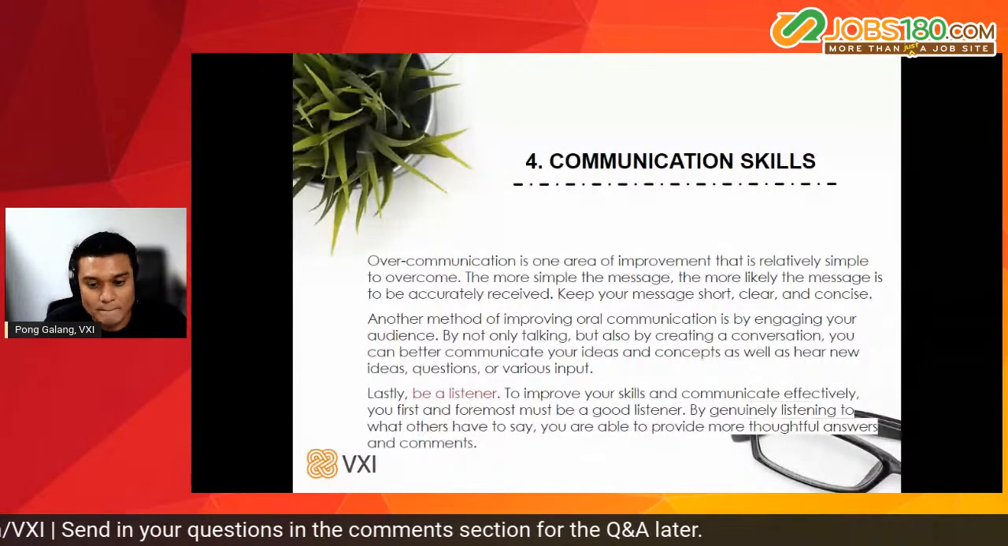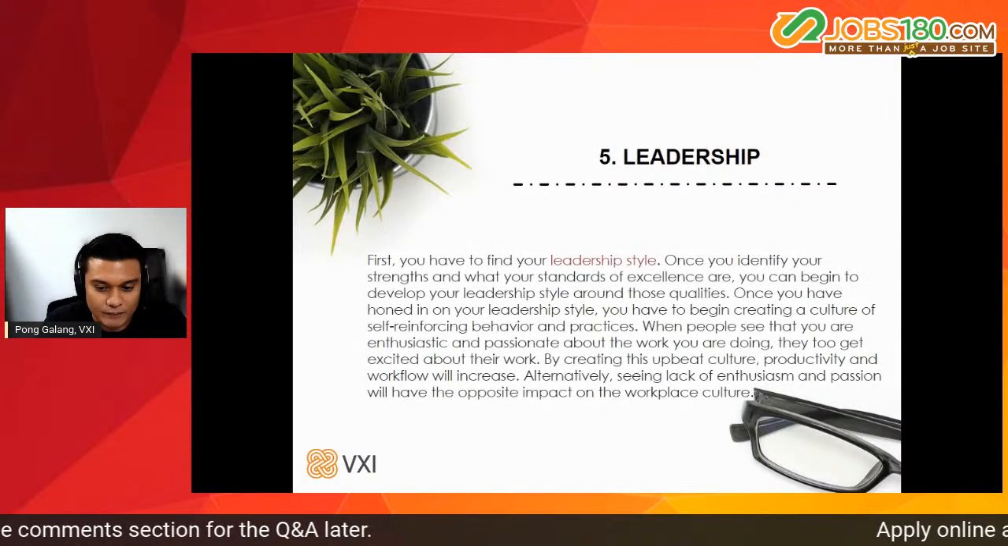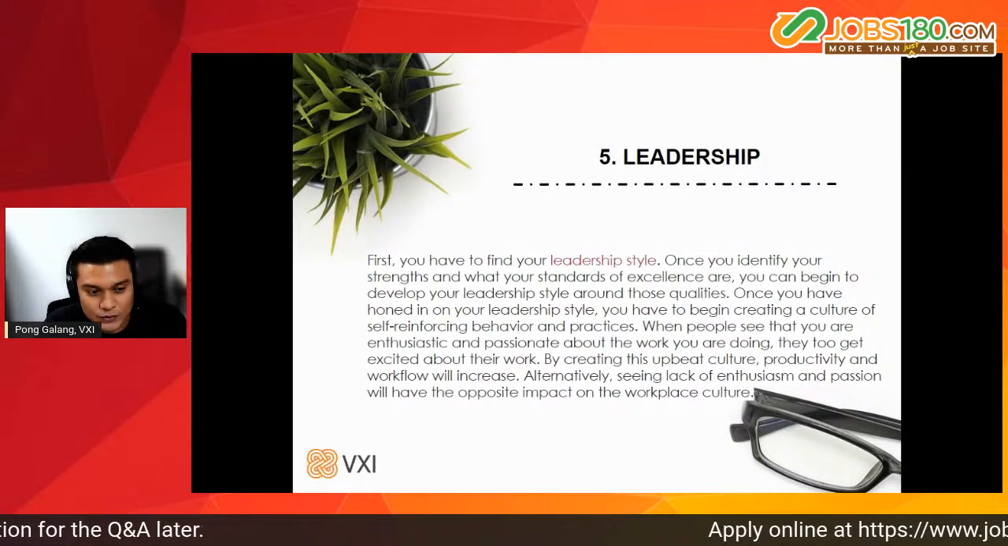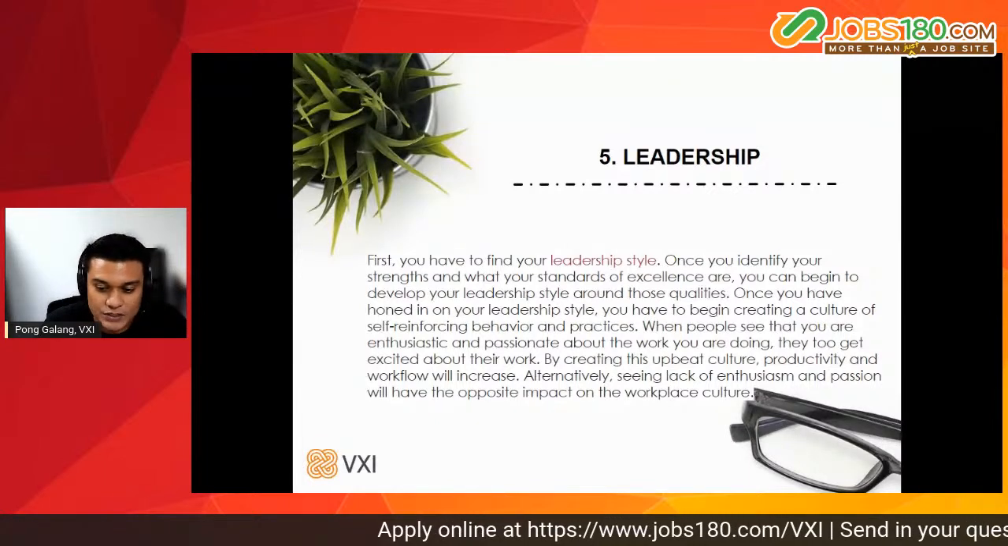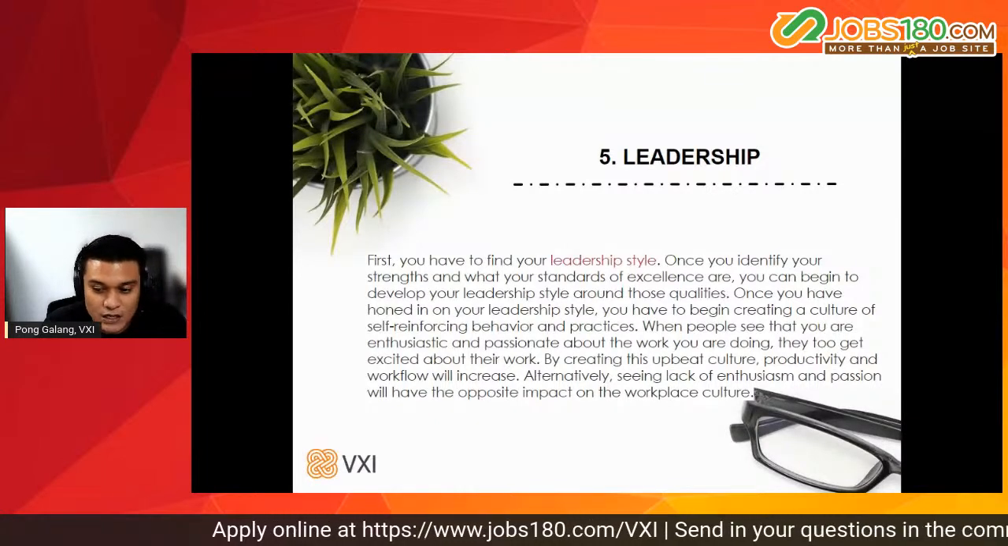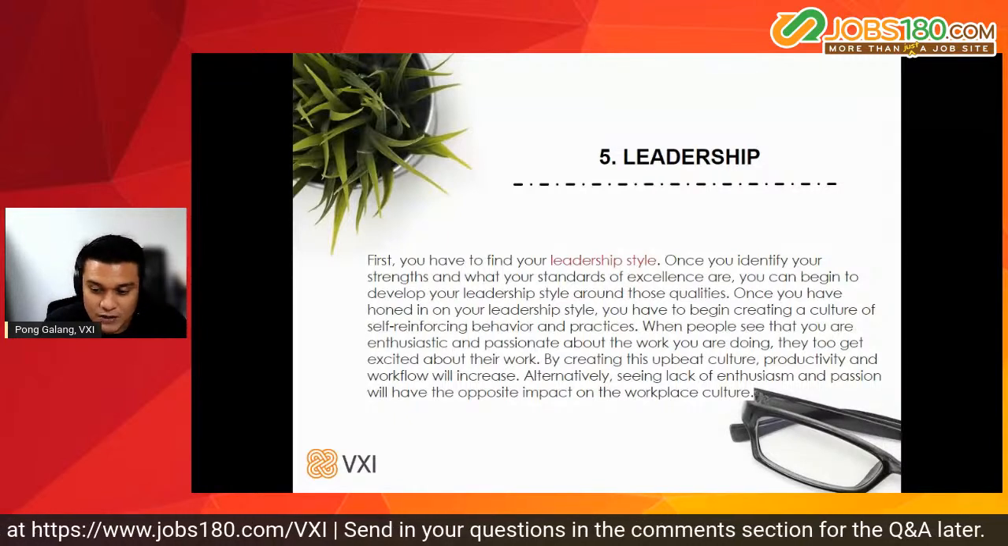Okay, so lastly is leadership. First, you have to find your leadership style. Once you identify your strengths and what your standards of excellence are, you can begin to develop your leadership style around those qualities.